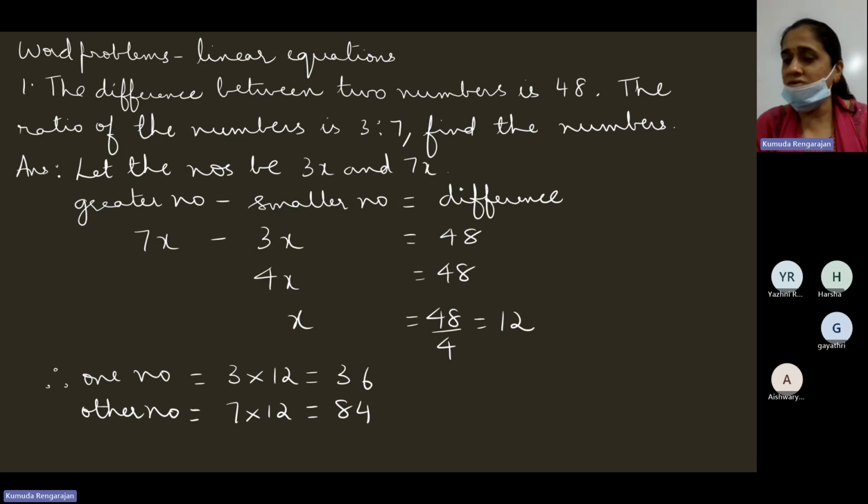Now the other information is the difference is 48. Whenever you write the difference, it's always the greater number minus the smaller number. So we have to write 7x first, not 3x minus 7x. 7x minus 3x, because 7x is the larger number. 7x minus 3x, the smaller number, is equal to the difference, which is 48. On solving, you get x. And once you find x, 3x and 7x are the numbers.